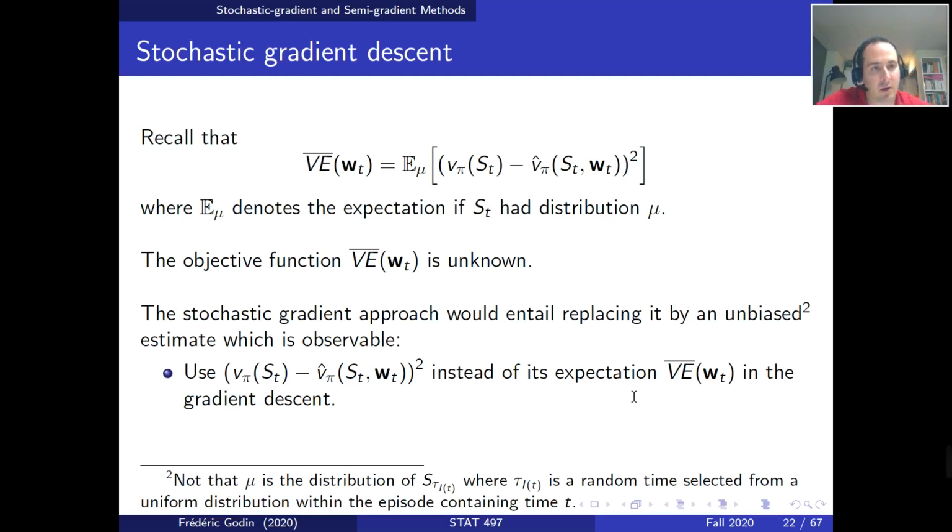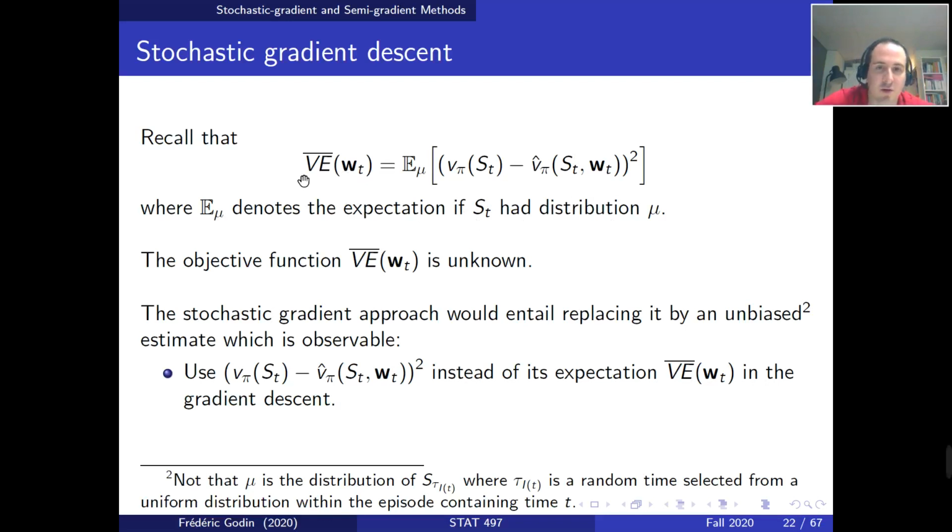Let's recall that our objective function here is the mean square error. It's the expectation under the distribution mu, the long-term percentage of time spent in each state, of the squared difference between the true value function and the approximate value function, where S has the distribution mu. So this is where we're trying to minimize the mean square error of the approximation of the value function.